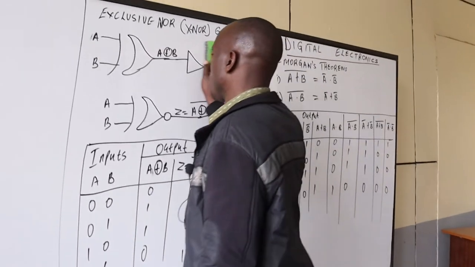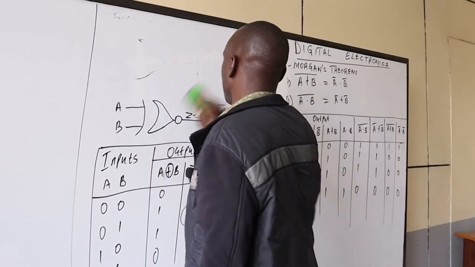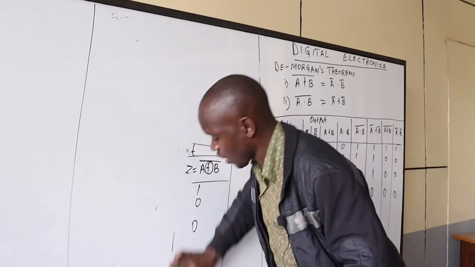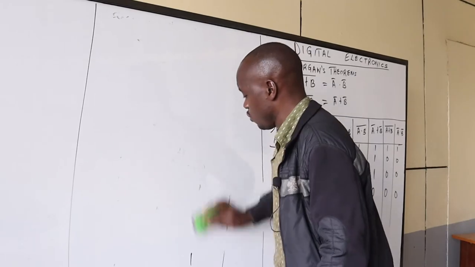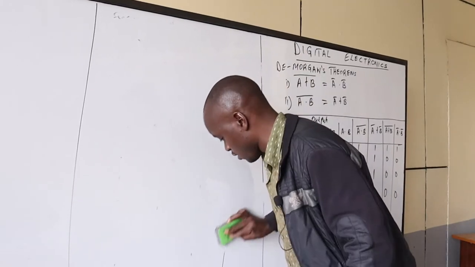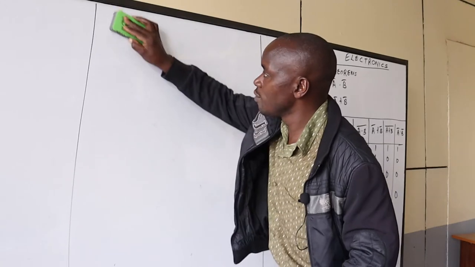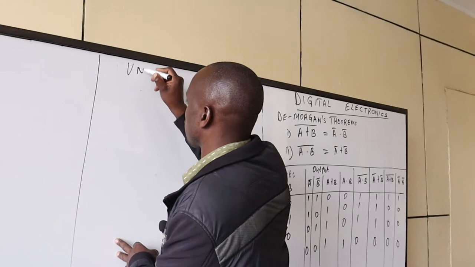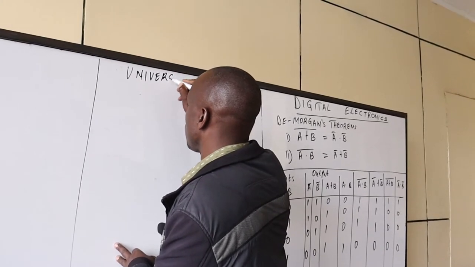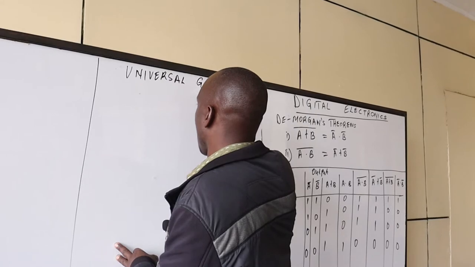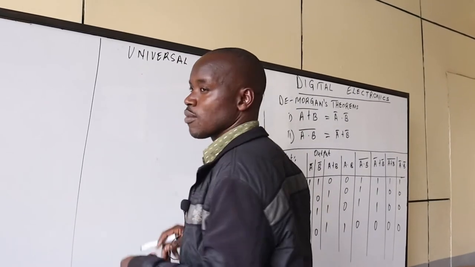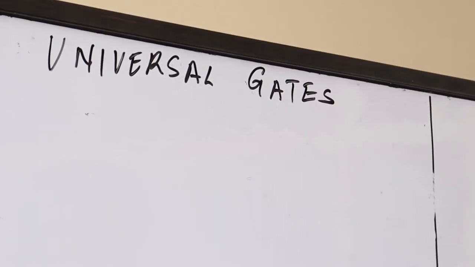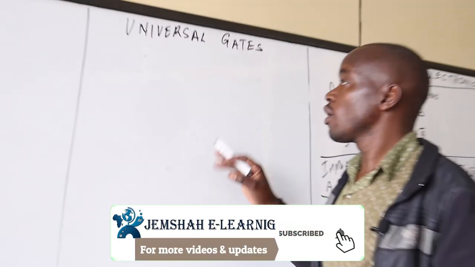Using NAND gates, because they are universal gates. There are two gates we say are universal, which are NAND and NOR. Let us talk about how the NAND gate can be used to implement the other gates. So the subtopic here now is universal gates. As I said earlier, we call them universal because, one, they are easily available, and two, other gates can be implemented using these two universal gates.